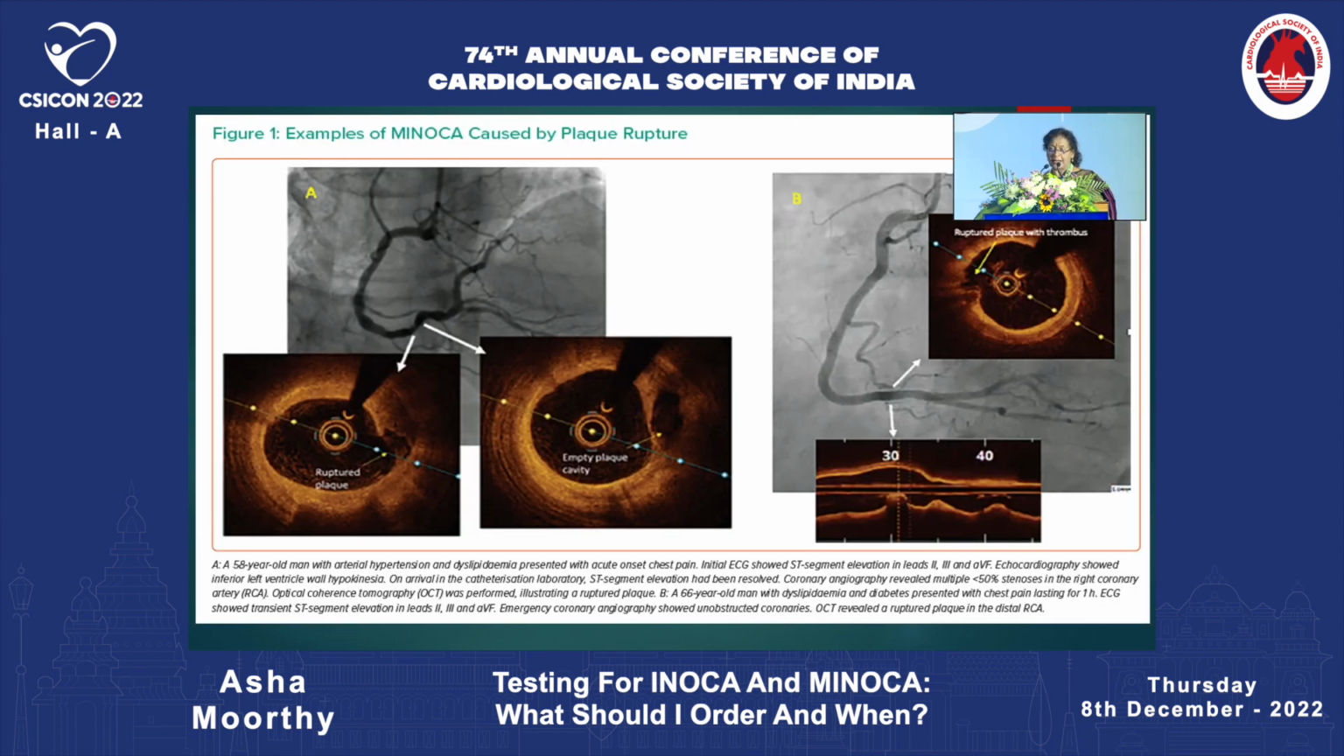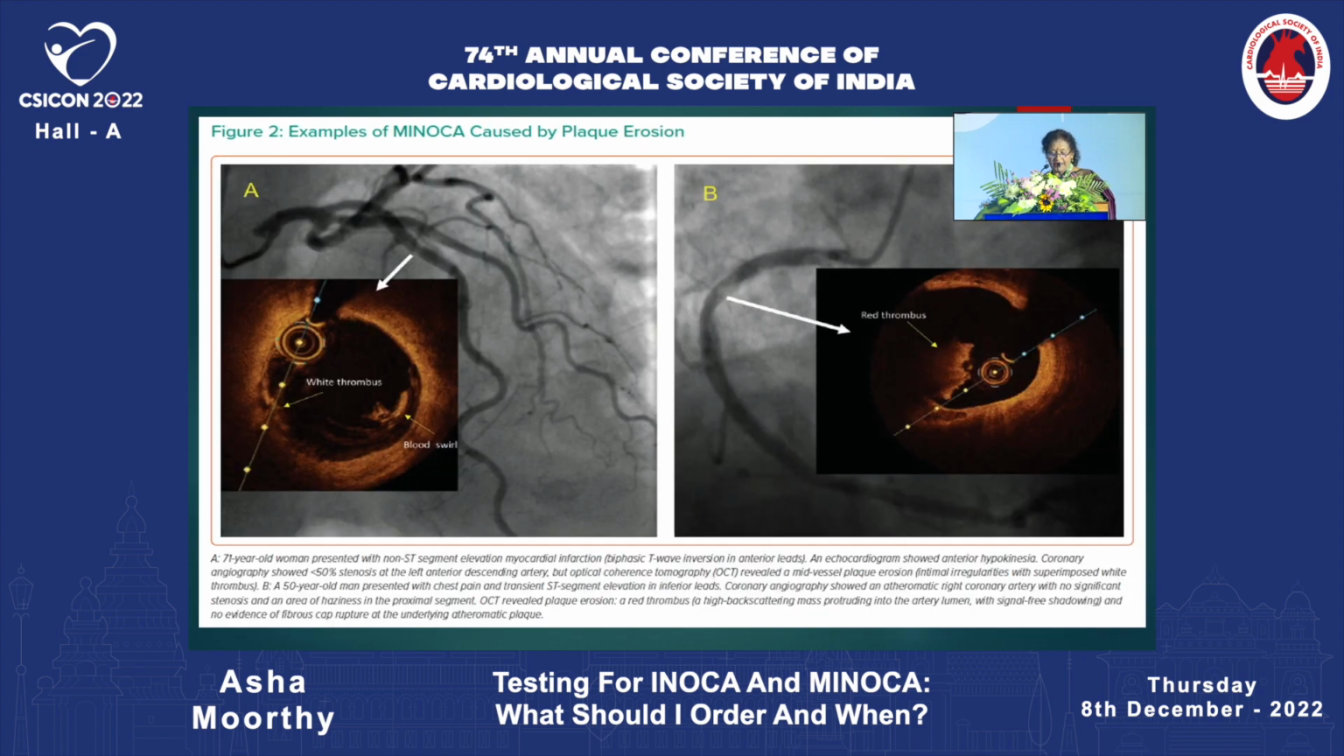So these are the examples of MINOCA. In the plaque rupture, you can see the empty plaque cavity with evidence of thrombus across it in the OCT finding. And this is an example of plaque erosion. You can see the blood swirling with the white thrombus and the red thrombus.